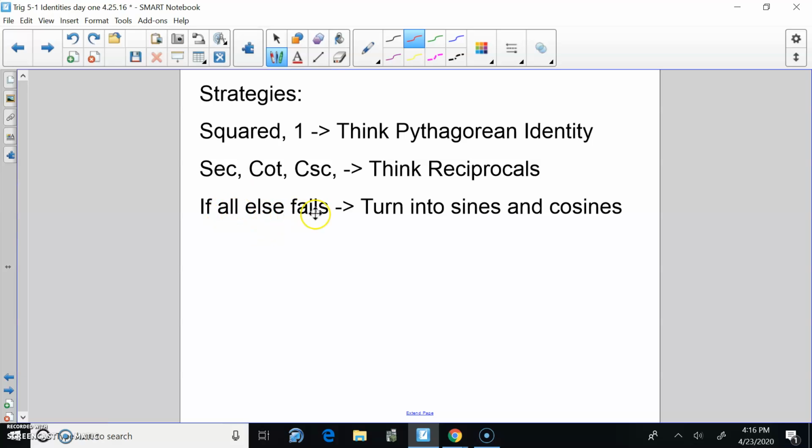And if all else fails, that means you're just kind of stuck. You don't know what you're supposed to be doing. It's not obvious to you how to simplify it. Try turning everything into sines and cosines and see if that doesn't make it easier.